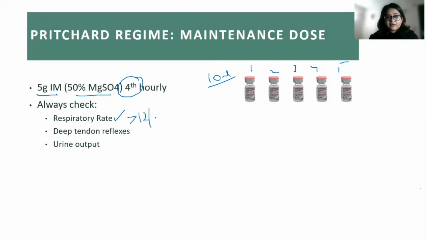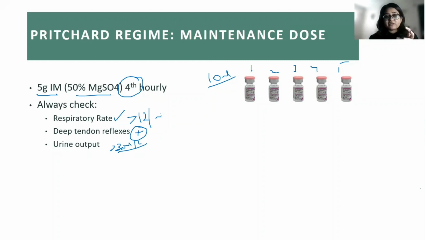Okay. DTRs should be present because again, neurological depression can happen with magnesium toxicity. So these should be present, and the urine output should be more than 30 ml per hour. Okay, why is urine output important? So magnesium toxicity does not cause renal failure. Magnesium is mainly excreted by the kidney, and renal failure can be a complication of severe preeclampsia, eclampsia.